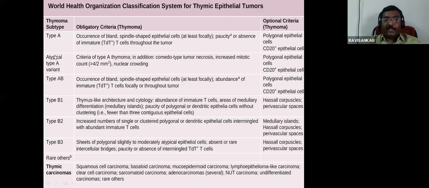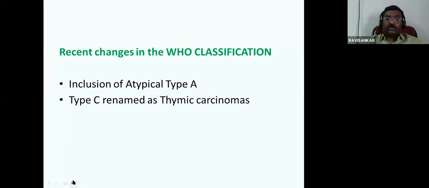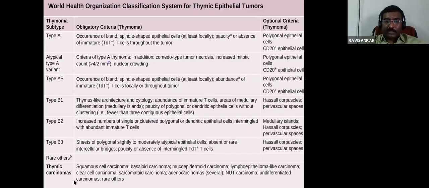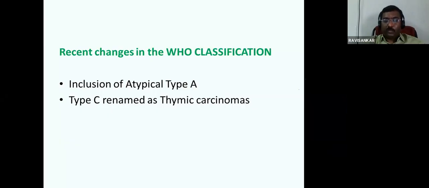So this atypical type A variant is recently introduced into the WHO classification. The recent changes in the WHO classification are the inclusion of the atypical type A, and type C is renamed as thymic carcinomas. I think this is there in the data. You can see it, but remember only a few points. We can't remember all of those.